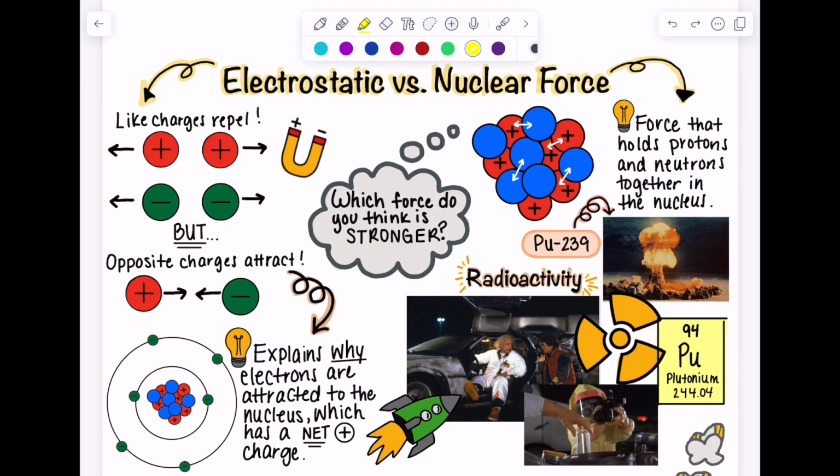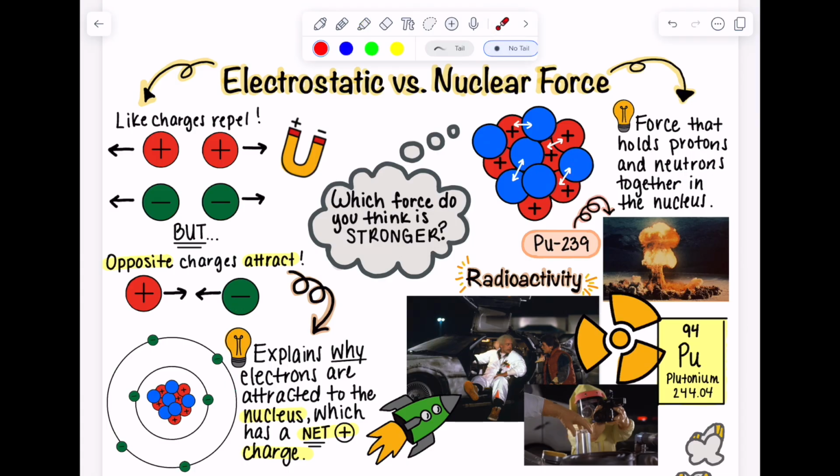Remember our golden rule in chemistry: opposites attract. And in the last video, we talked about the three subatomic particles inside the atom: protons, neutrons, and electrons. In the nucleus, we have positively charged protons and neutral neutrons. And when you combine a positive charge with a zero charge, the net nuclear charge ends up being positive.